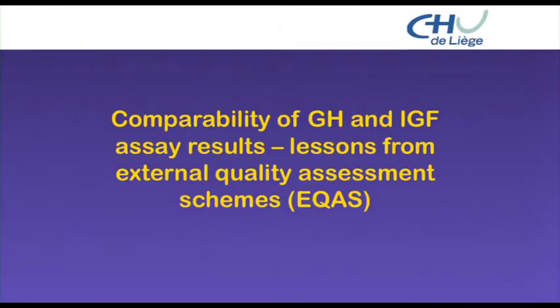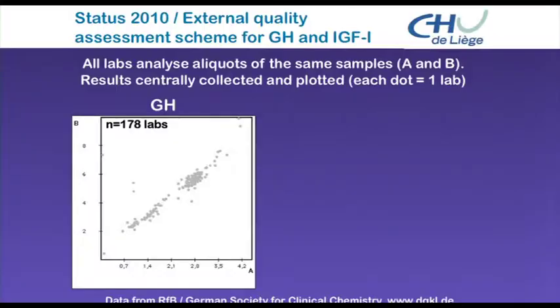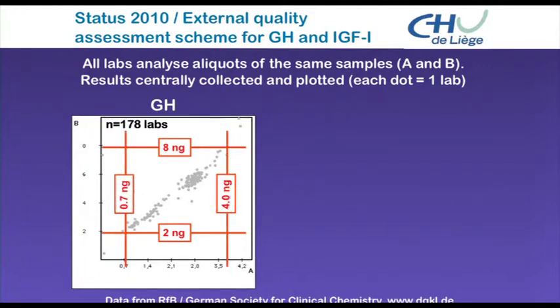And here are the results. For instance, it was in 2010, but still the same, actually more or less at the moment. Here are the results that have been observed by a little bit less than 200 labs. For GH, you've got a ratio of 4 from the lower to the higher result. So if these labs are giving a value of 2, these labs are giving a value of 8. So a 4 times manifold difference in the GH measurement according to the lab.